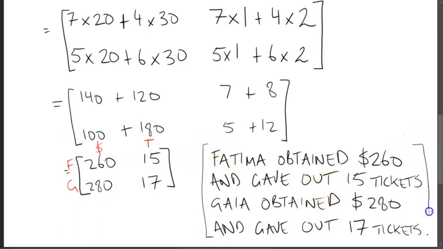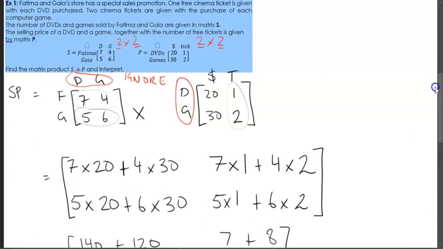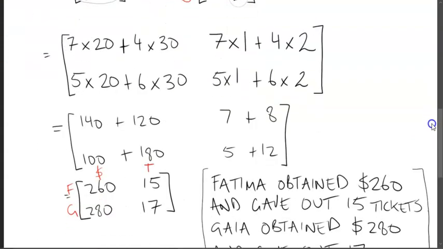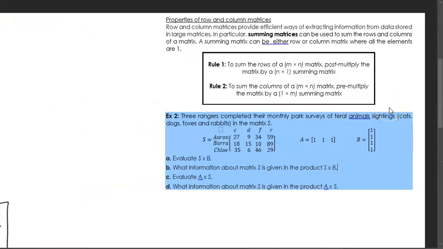Now, again, your calculator can go straight from A to B, or in this case, S and P straight to S times P. But it's this middle chunk skill that I want you guys to get confident with when it comes to the questions and the SAC. The next thing we'll be looking at is properties of row and column matrices. Now, the terminology can get a little bit confusing with the rules.